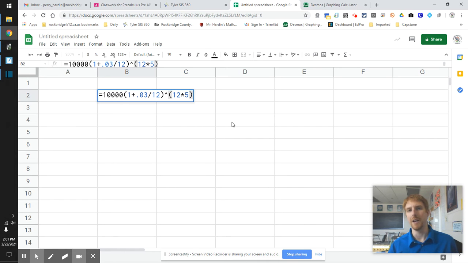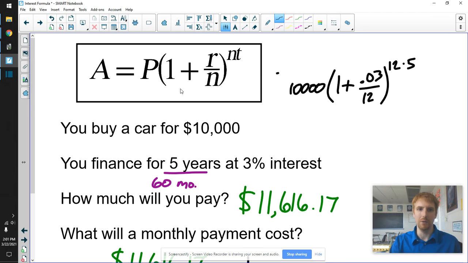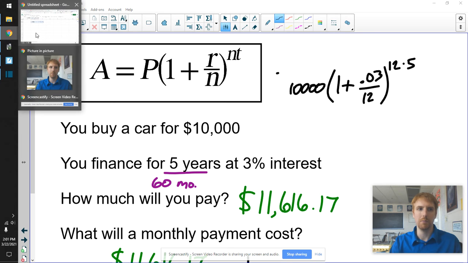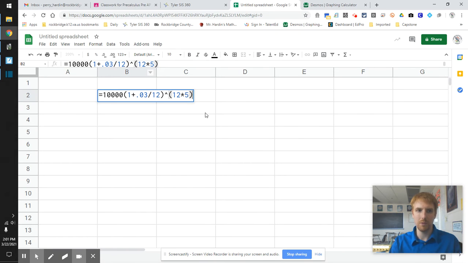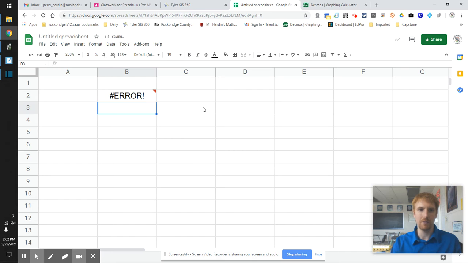The reason I say this is kind of last resort, it doesn't look like Desmos. It doesn't put in that nice format that matches the notes I gave you. Desmos makes it look like this format with the exponent up here, just the fraction. It just looks nicer. But this is doable. So I'm going to go ahead and enter and see if it calculates it.